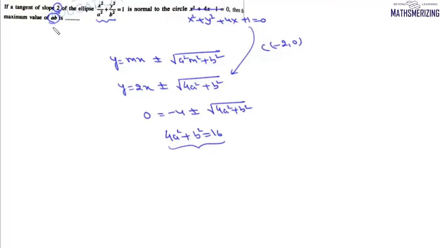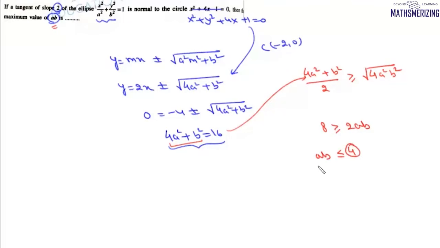Now in order to find the maximum value of ab, we'll use the condition of arithmetic mean and geometric mean. So we'll find the arithmetic mean of these two numbers, 4a square and b square. So (4a square plus b square) upon 2 will always be greater than or equal to under root of 4a square b square. So we'll put the value of 4a square plus b square. We can write 8 is greater than or equal to 2ab, that is, a into b is always less than or equal to 4, that is, the maximum value of ab is simply 4.